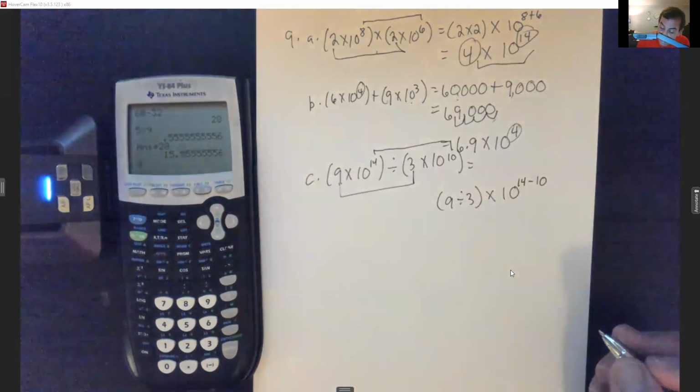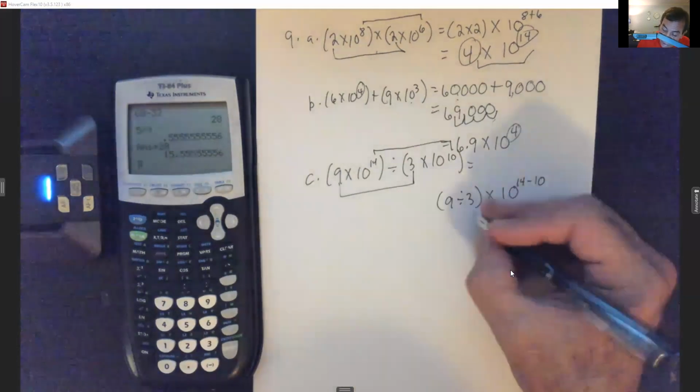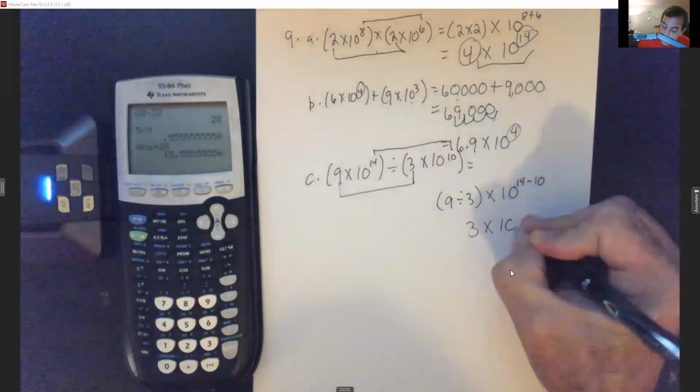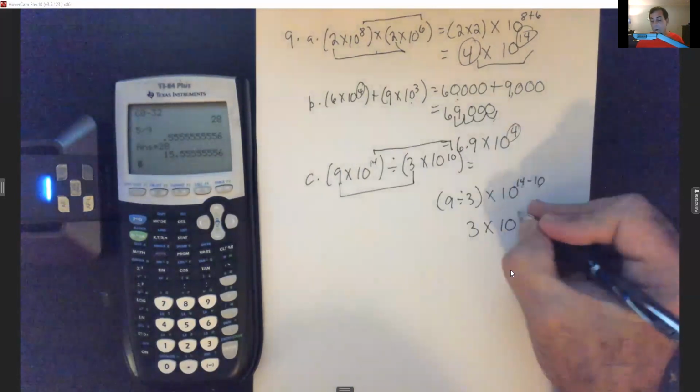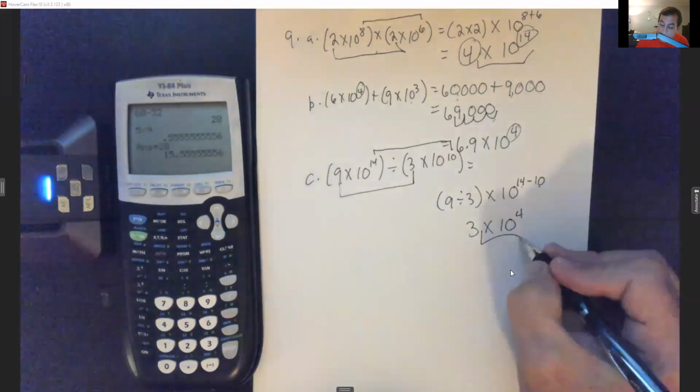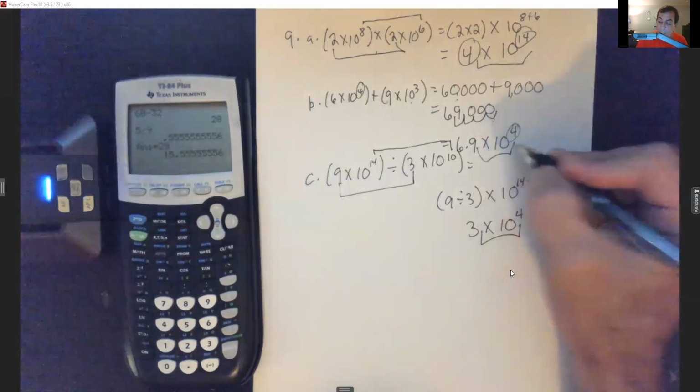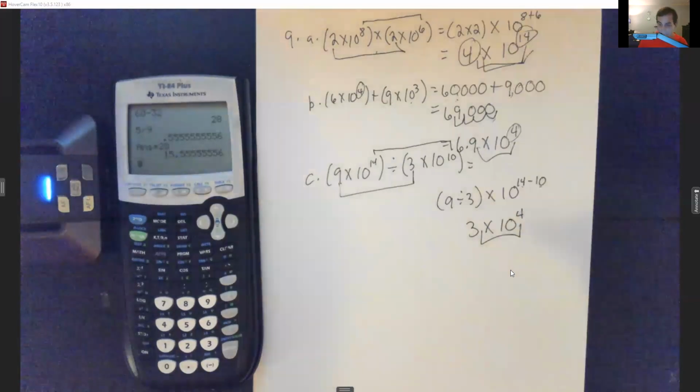Okay, so let's see what we get. 9 divided by 3 is 3 times 10. 14 minus 10 is 4. So notice how all my answers when I do scientific notation end up with that times 10, okay?